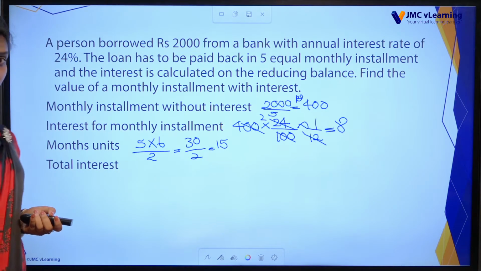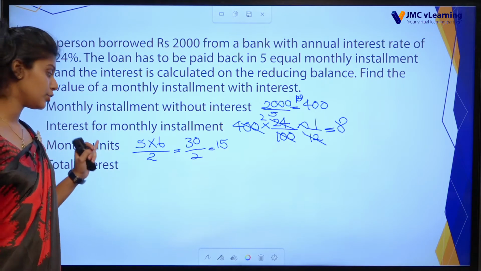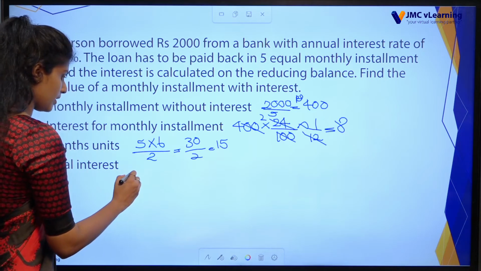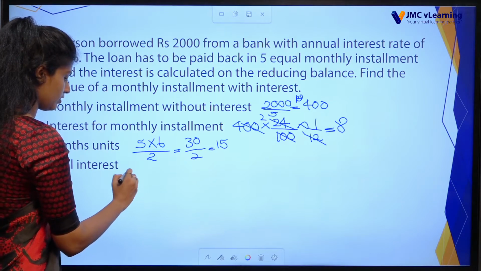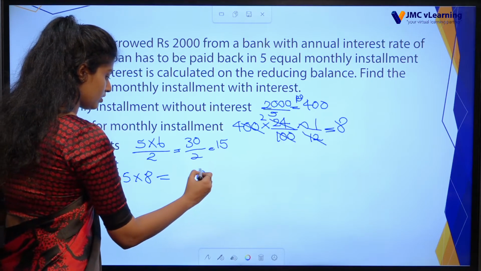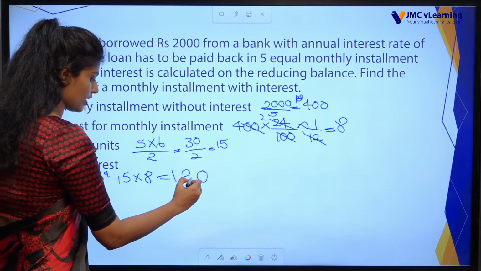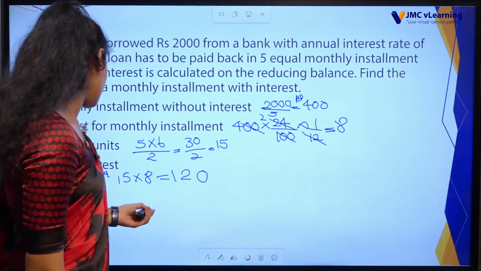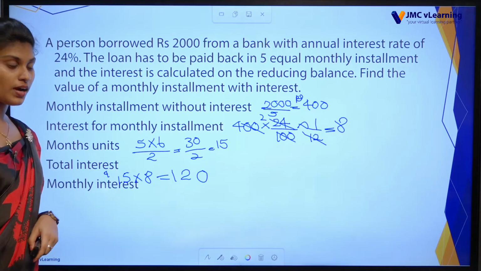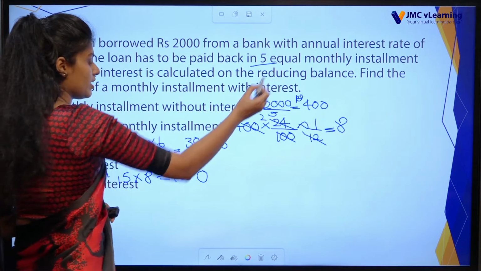Now total interest. How can you find the total interest? You have to multiply the month units and the interest for monthly installment. Let's multiply 15 and 8. 8 into 5, 40. Put 0, 4 left. 8 into 1, 8 add 4, 120. Then let's find the monthly interest. This is the total interest. It is 120. To find the monthly interest, you have to divide this one by 5.